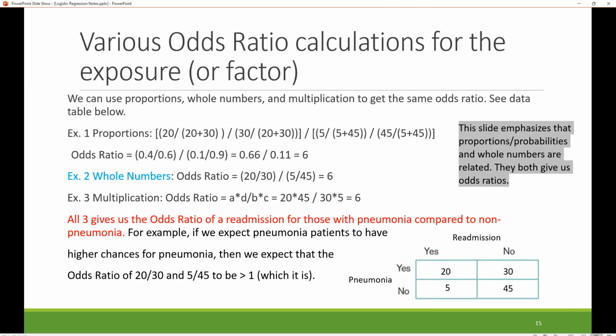And there are various odds ratio calculations for the exposure or our factor. And what we're most interested in is going back to those questions. We may want to know if pneumonia patients are more likely to have readmissions than not. So what we really want to know is what the effect is of whatever factor we're considering on the outcome.